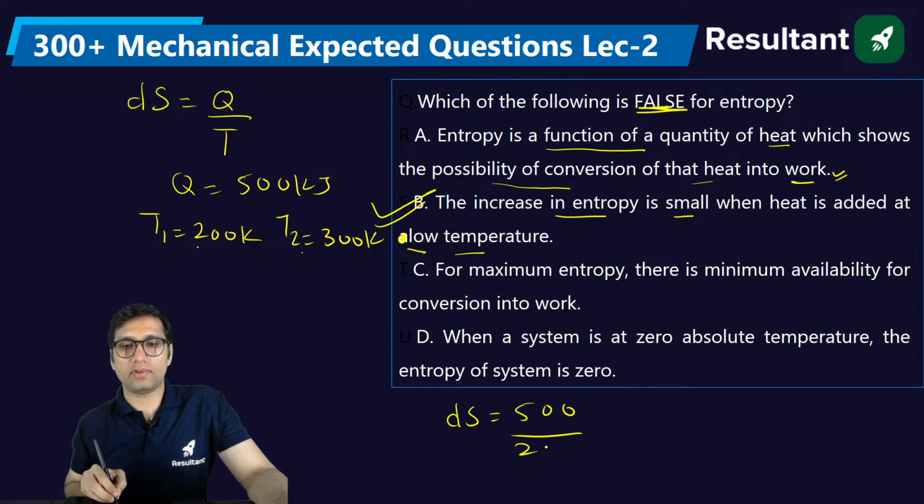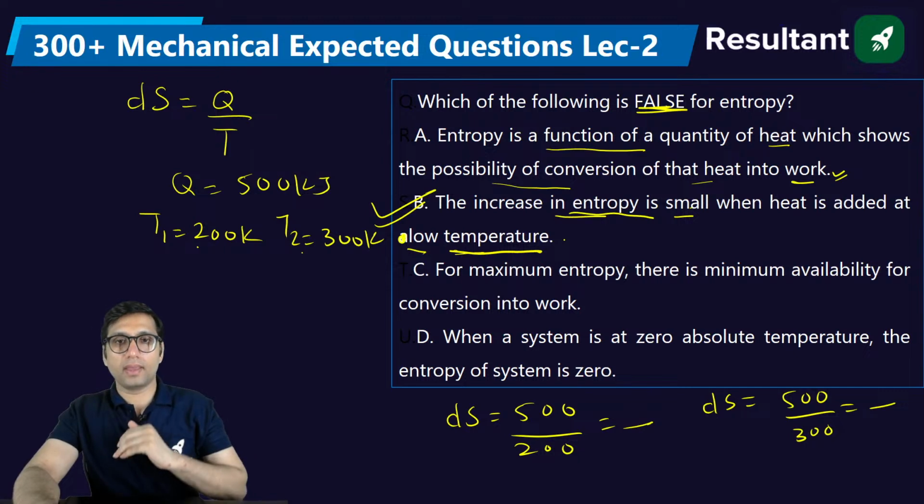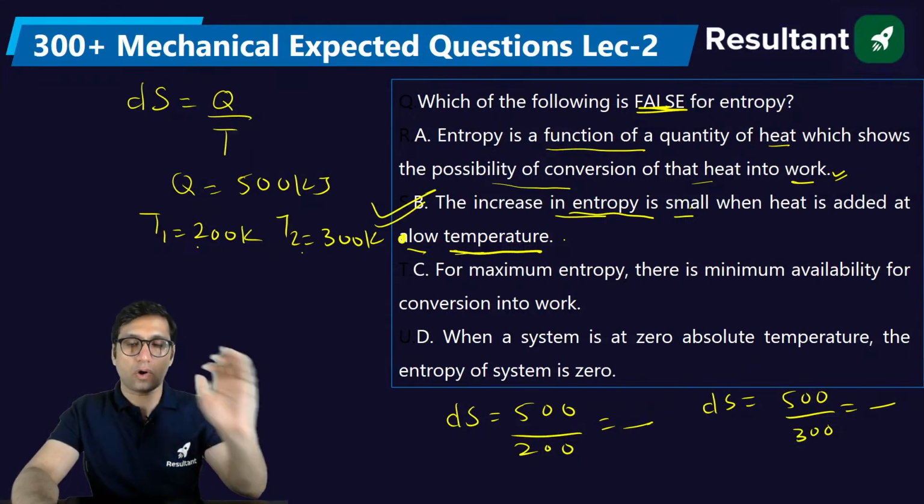500 by 200 will be more, or 500 by 300 will be more. Which will give you more entropy? Obviously, this one will have more entropy. So this statement, that an increase in the entropy is small when heat is added at low temperature, is a wrong, false statement.